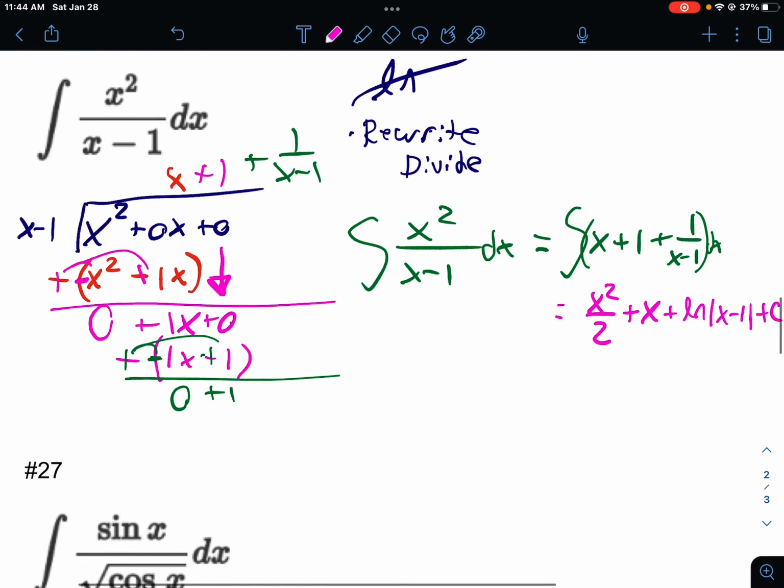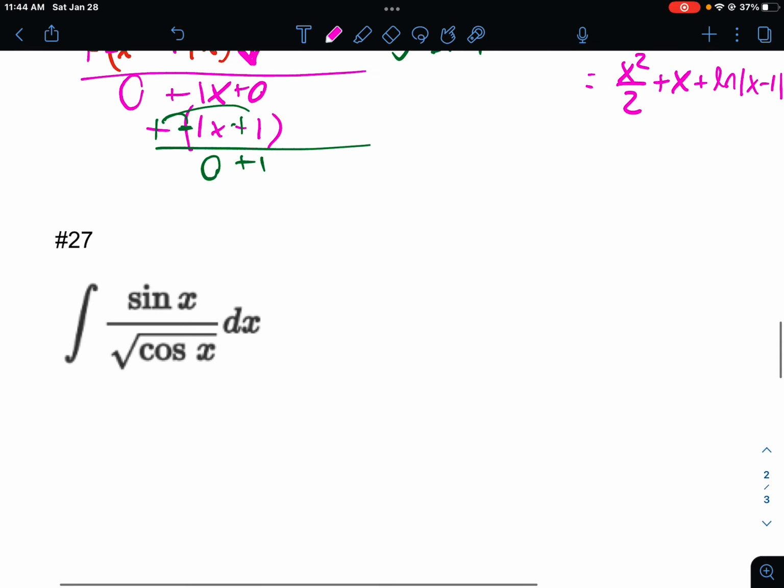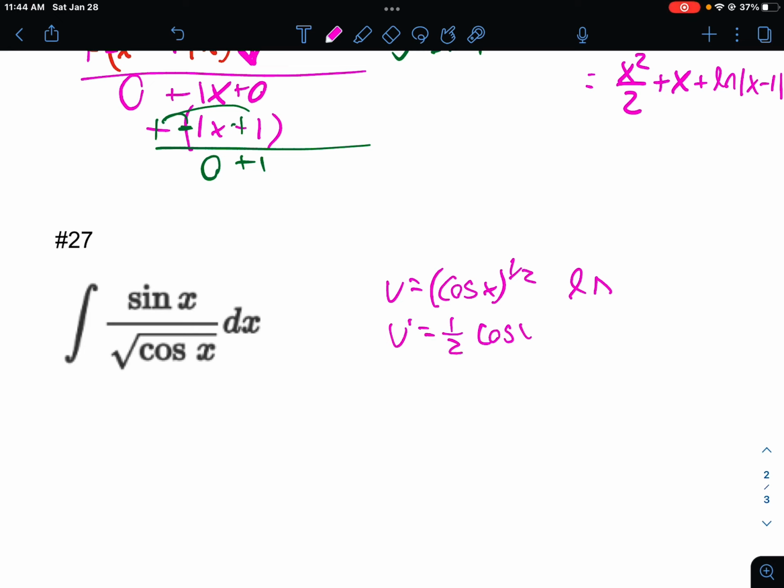All right, on to the last problem. All right, now this one's going to take us a little bit. This is either going to follow the method of ln or it's going to follow chain rule. First thing we have to do, if u is equal to the square root of cosine, all right, cosine to the power of 1/2, we're trying to check if it's ln. If we take the derivative, we're going to get 1/2 cosine of x to the power of negative 1/2 times negative sine of x. That is definitely not an ln problem.